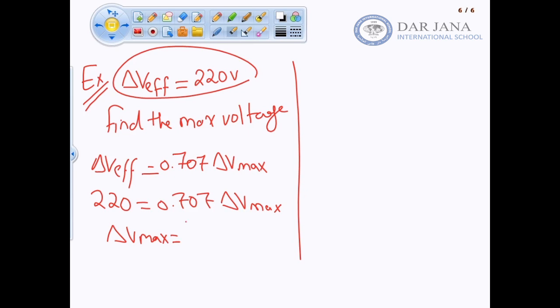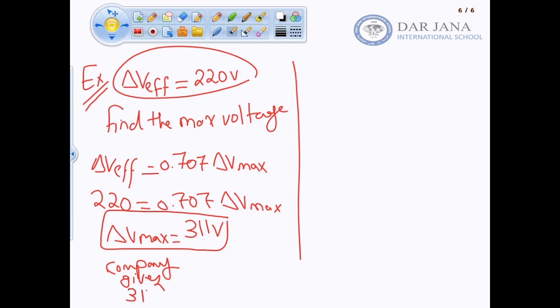It's 311 volts. This means that the company gives 311 volts, and we receive 220 volts.